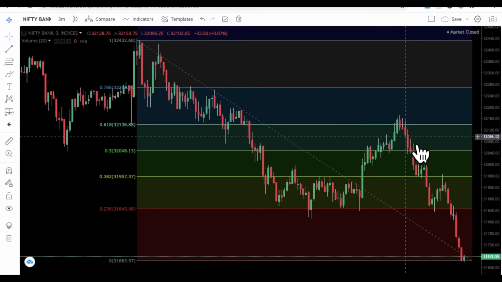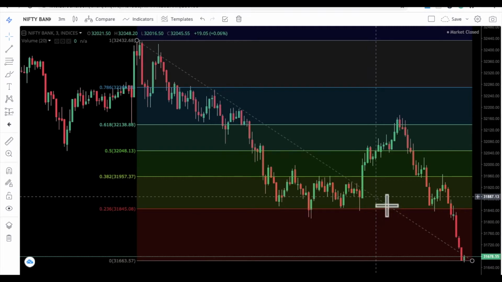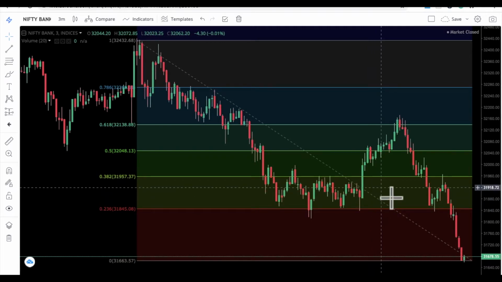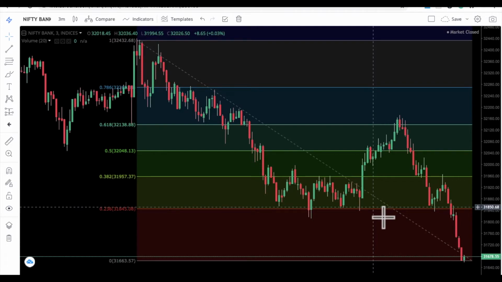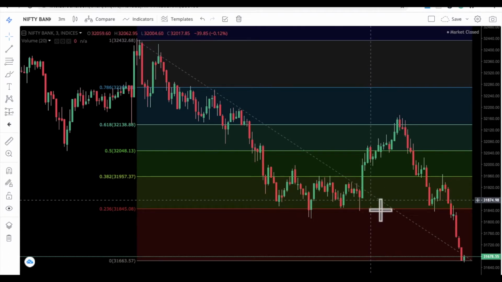So this was just the first example of static support and resistance level. You can find a lot of trading opportunities using support and resistance level using the Fibonacci tool. Now traders, let me know in the comment section if you are interested in learning a new strategy using Fibonacci retracement. If more people are showing interest, I'll be more than happy to make a video on that. Now let us see our next example of static support and resistance level.